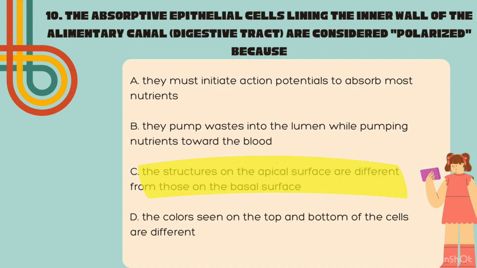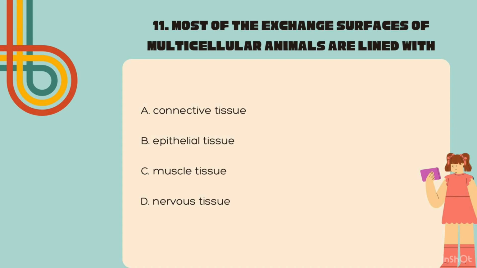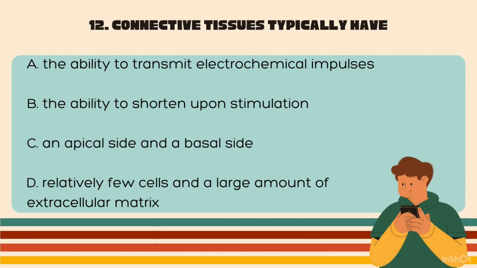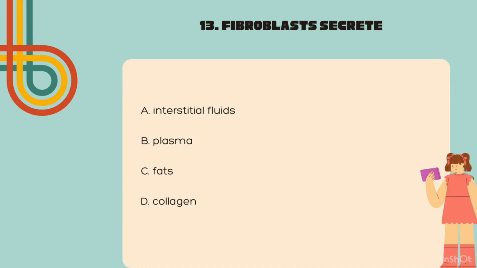Alright, now number 11. Most of the exchange surfaces of multicellular animals are lined with B, epithelial tissue. This is because epithelial tissue is specialized to carry out exchange and transport functions. Number 12. Connective tissues typically have D, relatively few cells and a large amount of extracellular matrix. This is because the main function of the connective tissue is to provide structural support. Now on to number 13. Fibroblasts secrete D, collagen. Collagen is the most abundant protein in the animal kingdom.